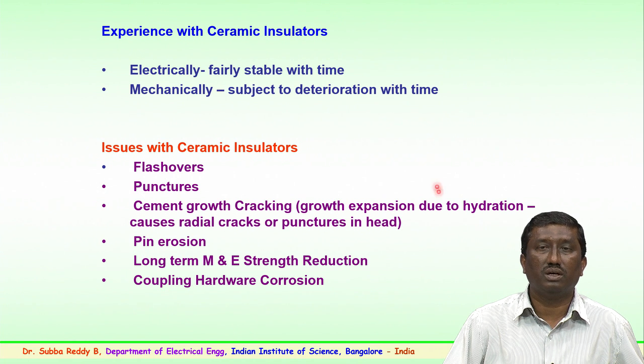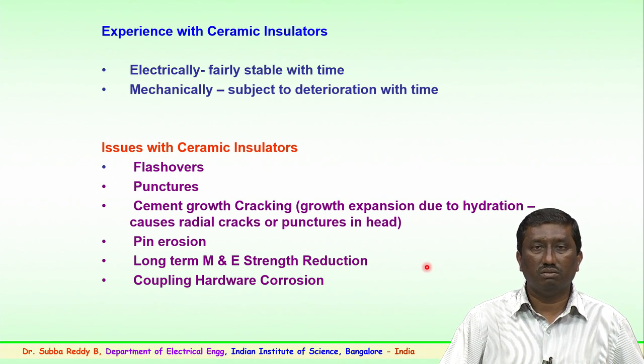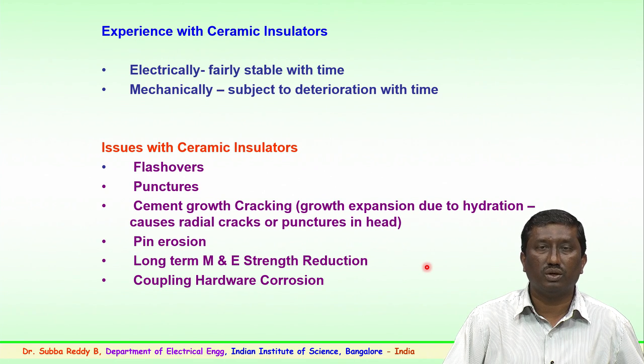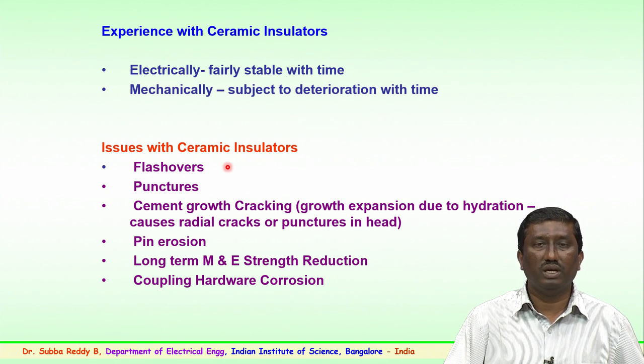So, these are some of the things mechanically that could be subject to iteration over a long period of time. So, what are the issues which have been seen with the ceramic insulators or porcelain insulators? They are the flashovers. This again depends upon the pollution areas or contaminated areas, where over a period of time the contaminants get collected on the surface, and in dry season the problem of flashover never happens.